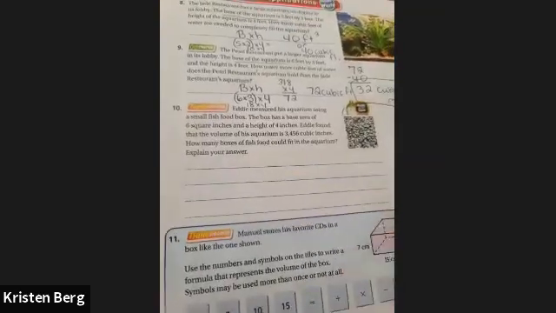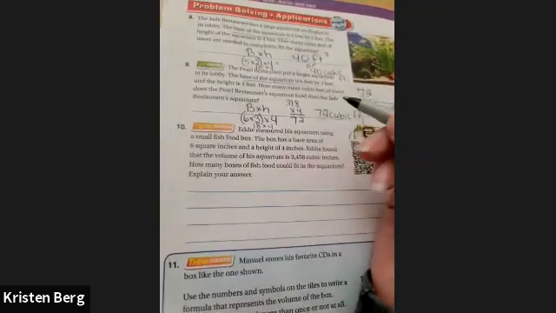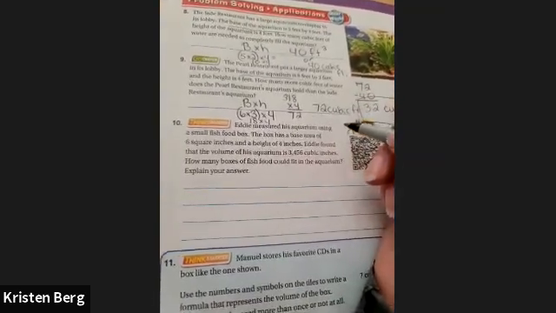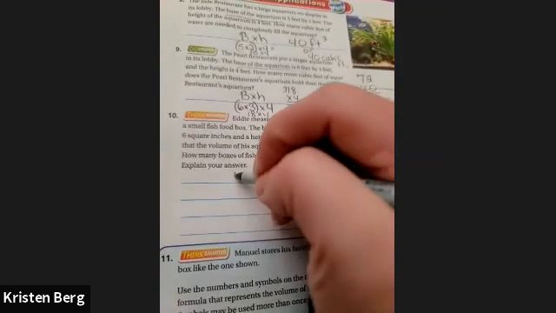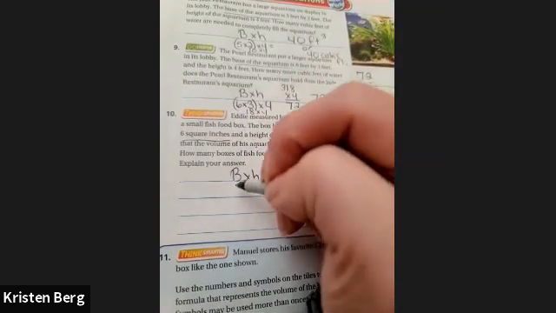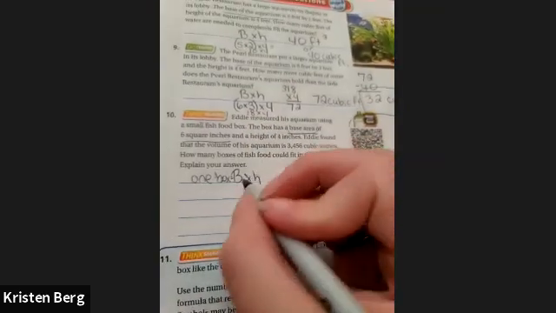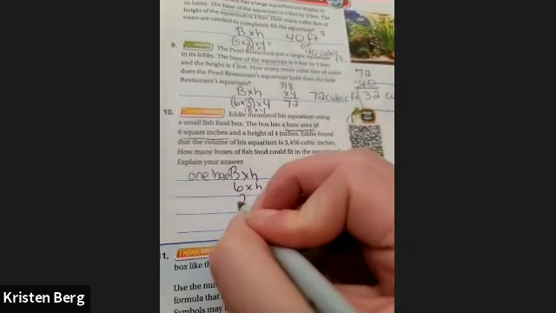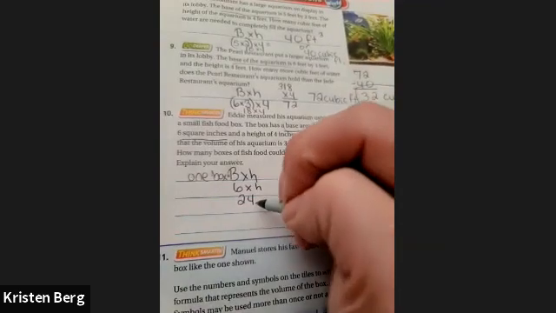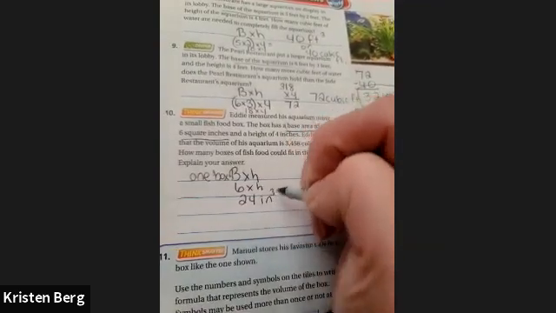All right, so they're saying that he measured his aquarium using small fish food boxes. So this is what the boxes were. The box has a base area. So it already told you the big B. The big B, because it's already in square units, is 6. So this is per box. And the one box is 6 by how many high? That would be 4. So that would be 24 cubic inches for each one.